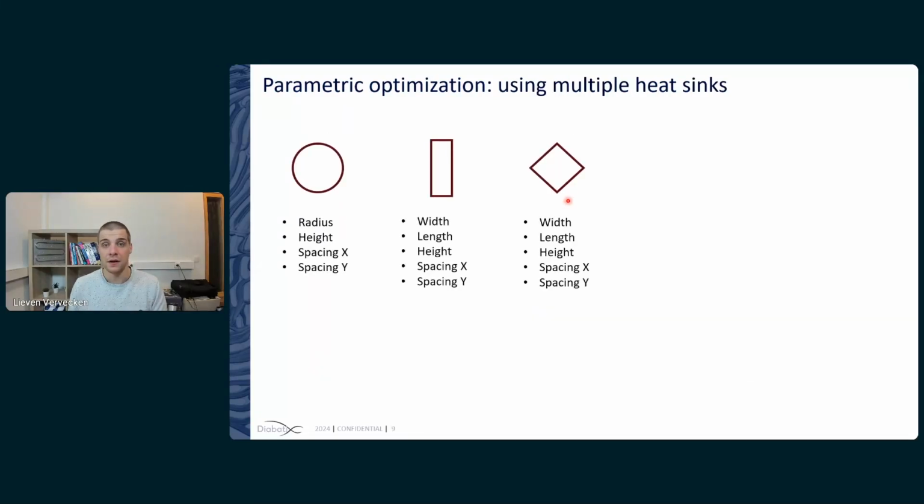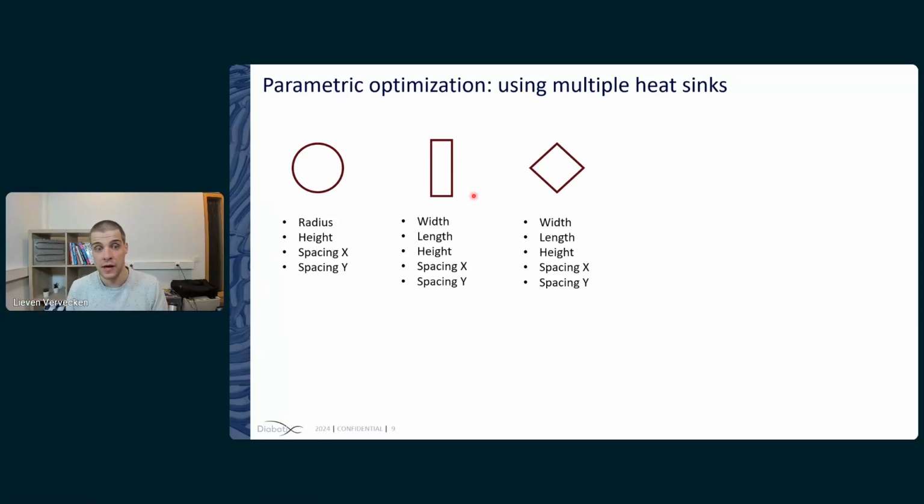How does a parametric optimization work? I'll first explain it with more conventional cooling shapes. It's a bit easier to do so, and then later on I will switch it back to TPMS structures. Let's consider three very common two-dimensional shapes: a simple circle, a rectangle, and a diamond shape pattern. For each of these shapes, you simply define the control variables. For the circle, it's of course the radius or diameter, the height perpendicular to the plane, and the spacing in x and y, so basically the repetition in x and y.